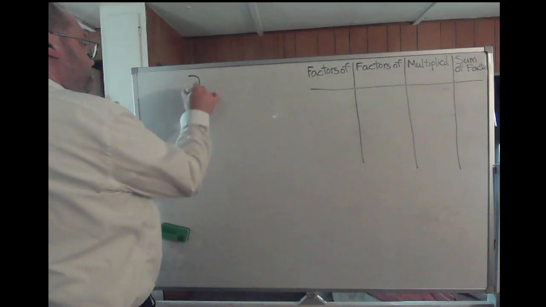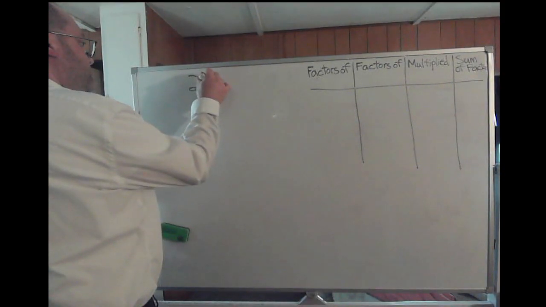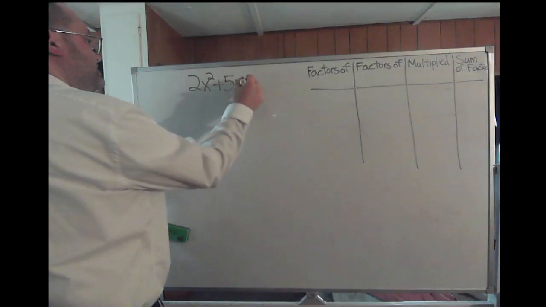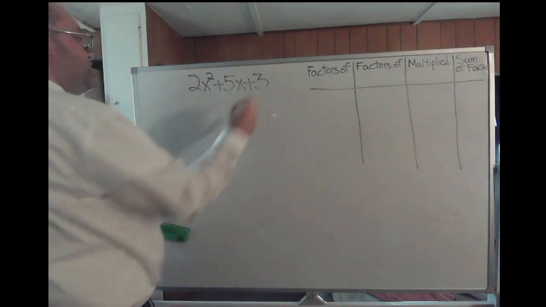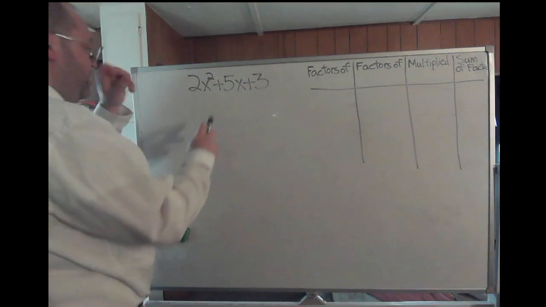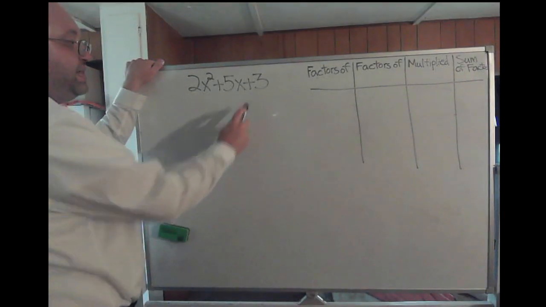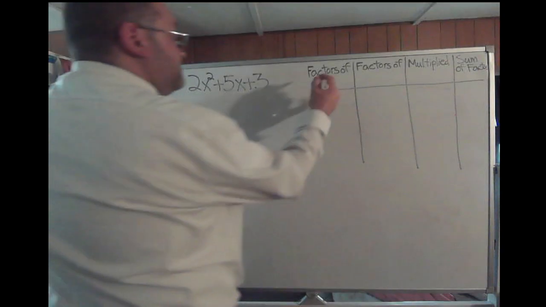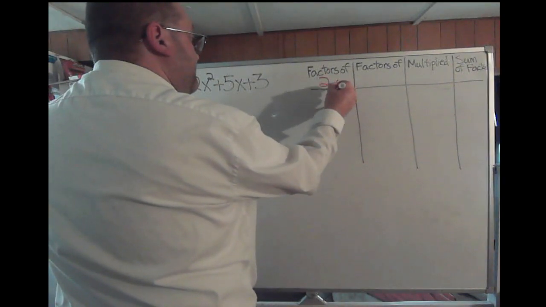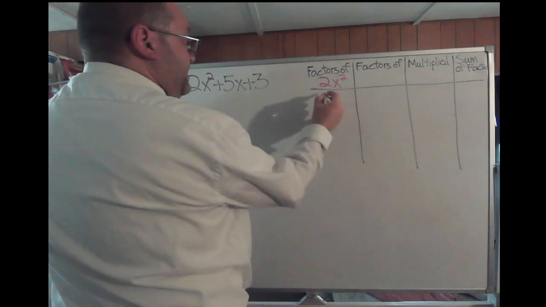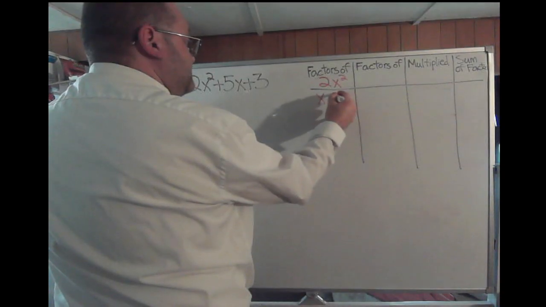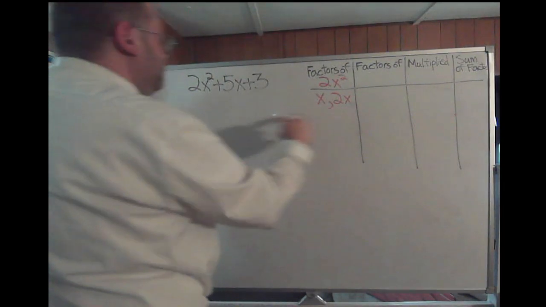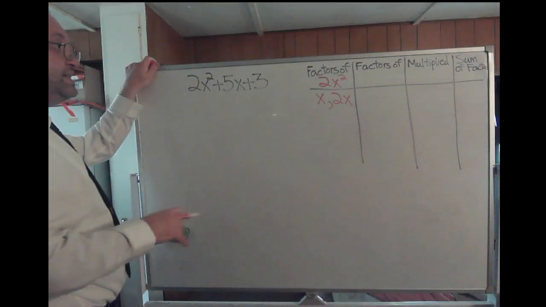We have the quantity of 2x squared plus 5x plus 3. So we have the polynomial 2x squared plus 5x plus 3. So we need to first find factors of 2x squared, which would be x and then 2x. When you multiply them together, you get the 2x squared, so that checks out.